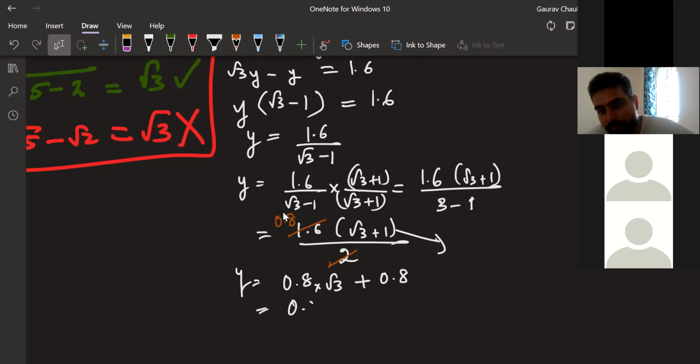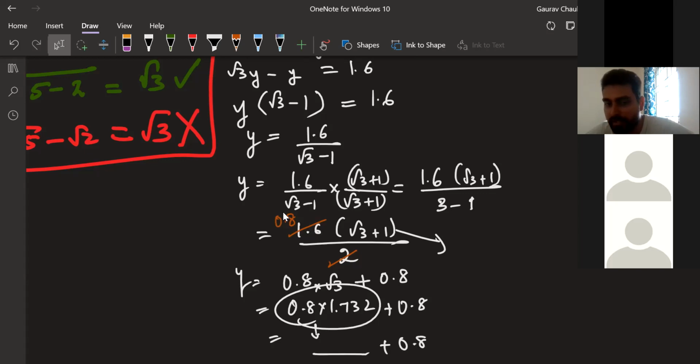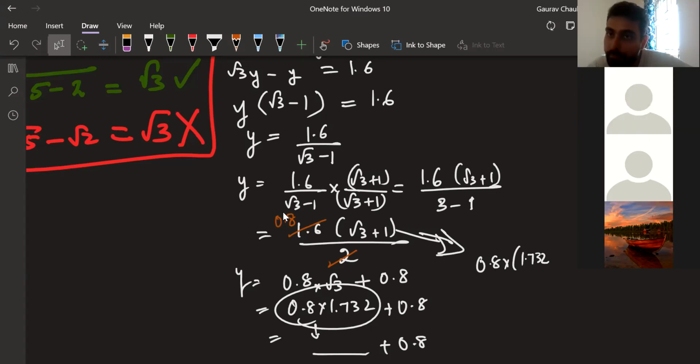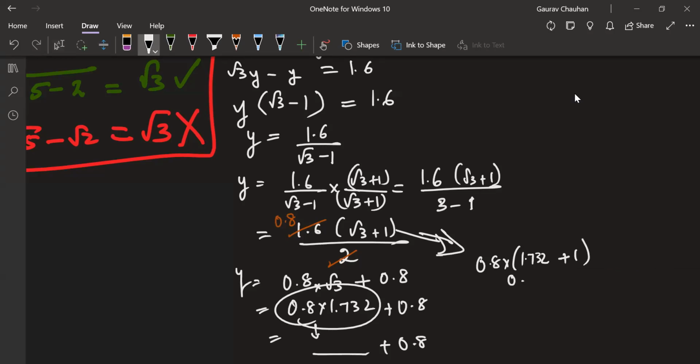So I have 0.8 into 1.732 plus 0.8, right? Yes, sir. So you multiply this, you get something plus 0.8, you add that. The other way of doing it is I can go directly from here. I can go 0.8 into 1.732 plus 1. So that will become 0.8 into 2.732. Do this multiplication, you will get it.